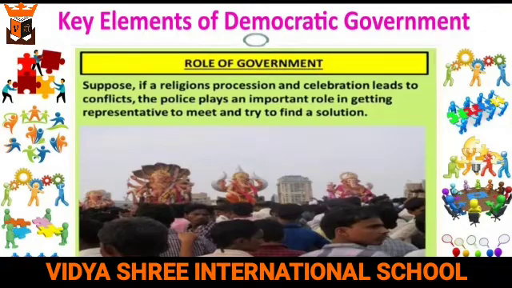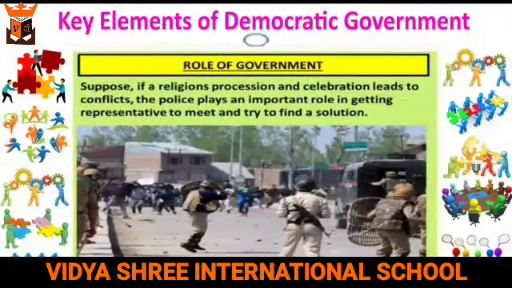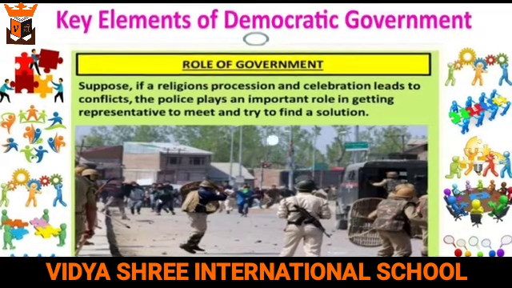Religious processions and celebrations can sometimes lead to conflicts. For example, the route a procession takes may lead to conflict. The government, particularly the police, play an important role in getting representatives of concerned communities to meet and try and arrive at a solution. At times, there is fear that violence may erupt with people throwing stones or trying to disrupt the procession. The police is responsible for ensuring that violence does not take place.